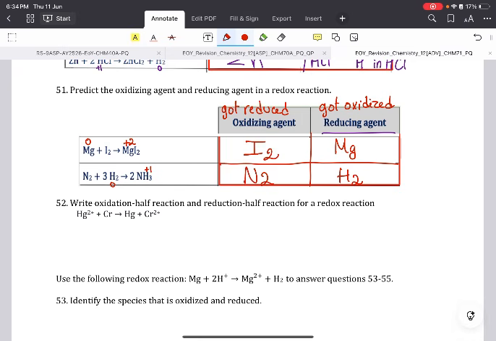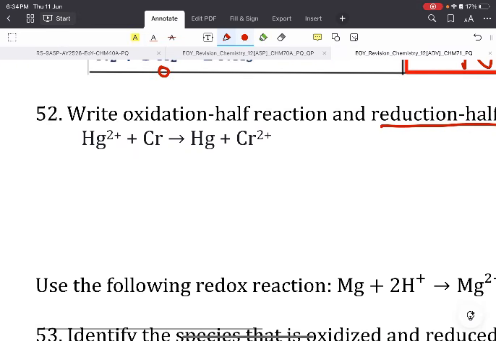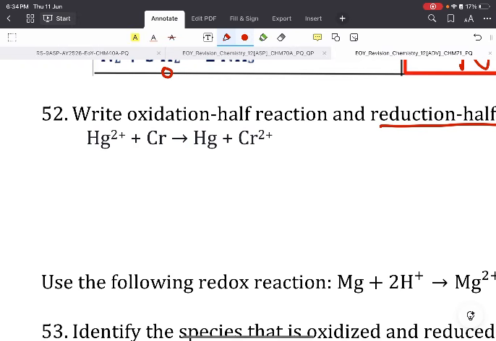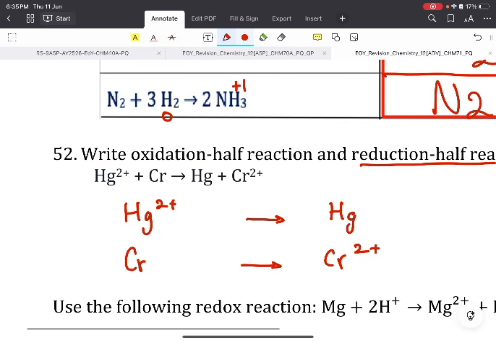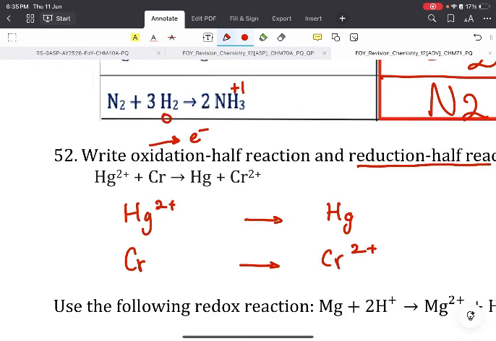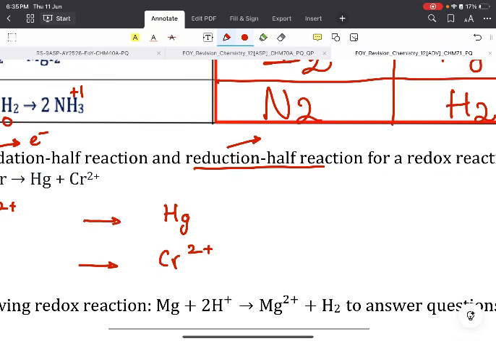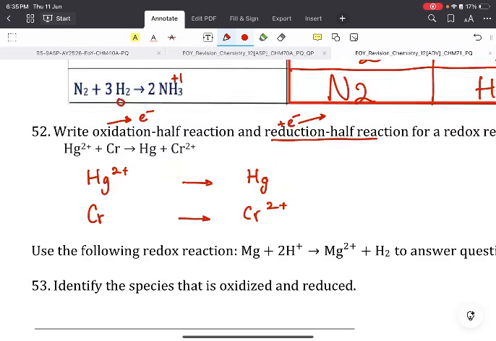Now, writing half reactions, oxidation and reduction half reactions for a redox reaction. First of all, you split the equation into two half equations. Hg2+ turning into Hg, and Cr turning into Cr2+. Remember, in the oxidation half reaction, the electrons are written after the arrow because they are lost. And in the reduction, the electrons are written before the arrow because they are gained.